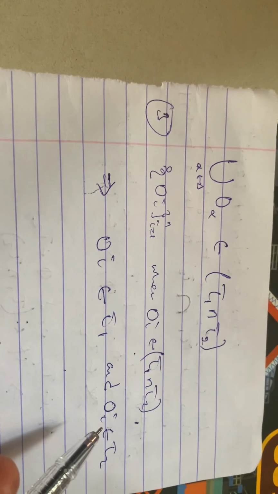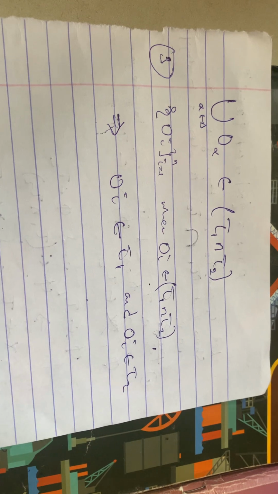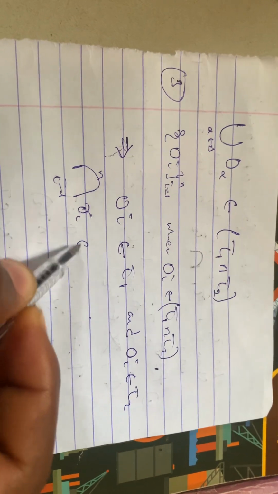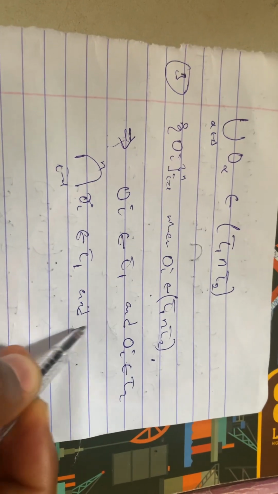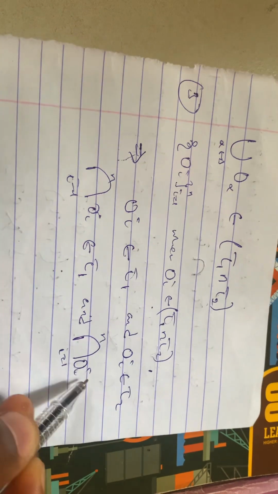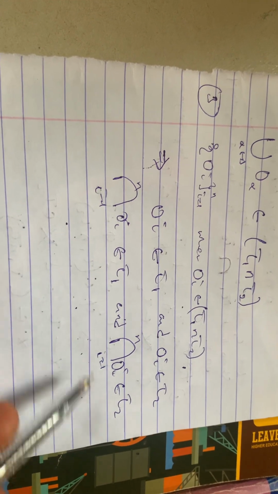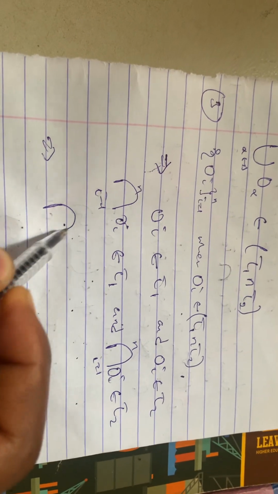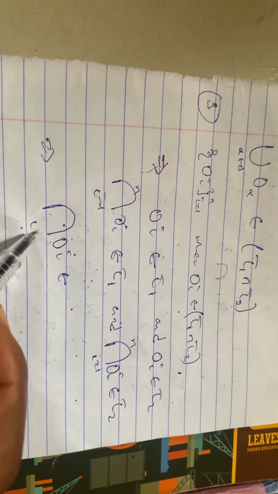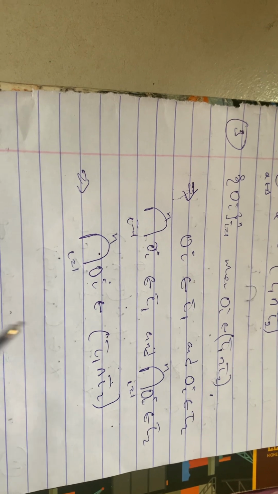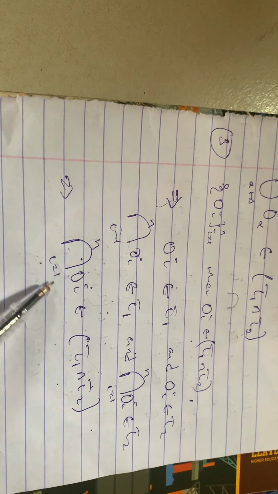Now, if O i is in T1 and O i is also in T2, remember T1 and T2 are topologies. And if they are topologies, it means that the finite intersection of O i, i equals 1 to n, is also in T1 and also in T2. Remember that if this is in this and this is in this, this also implies that the finite intersection of O i is in T1 intersect T2. So we have shown that the finite intersection of these O i is in this.